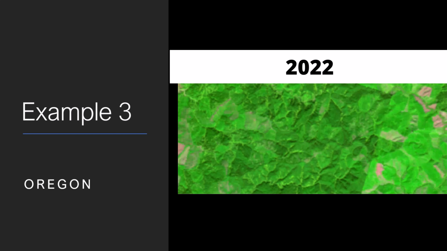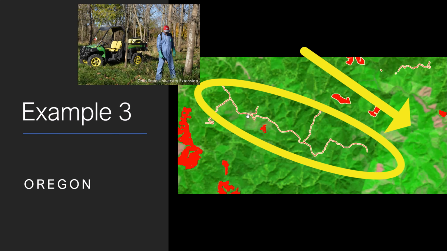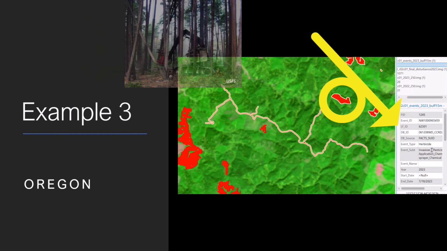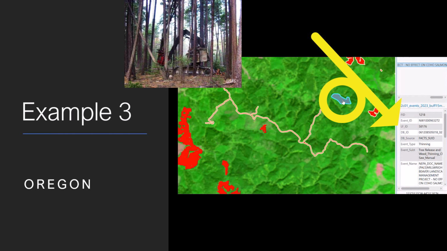Here we're toggling between 2022 and 2023 imagery, yet our change products are not picking up anything. But because multiple disturbance event polygons were submitted to the FACTS website and then provided to LANDFIRE, we know that along this road there is an herbicide application, and this disturbed polygon represents a thinning event. These disturbance event polygons are key to having a complete picture of what's changing on the ground.